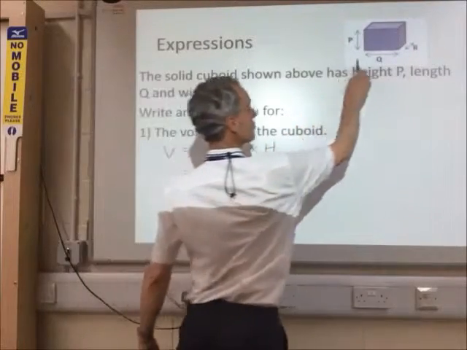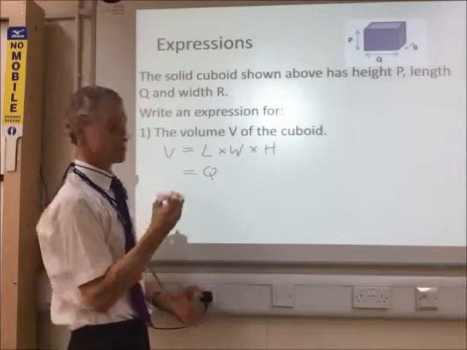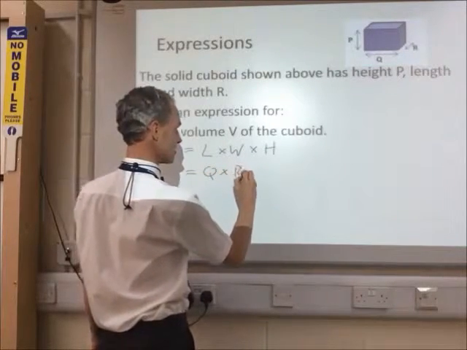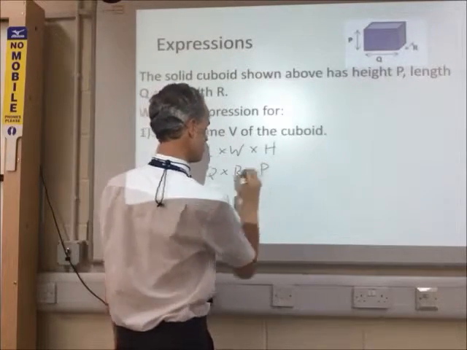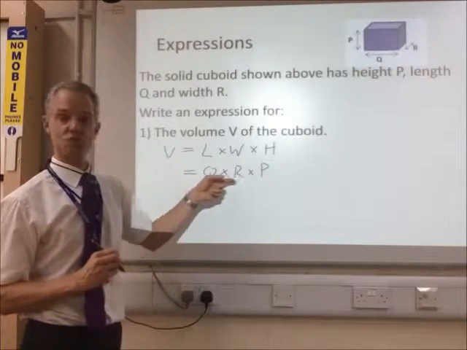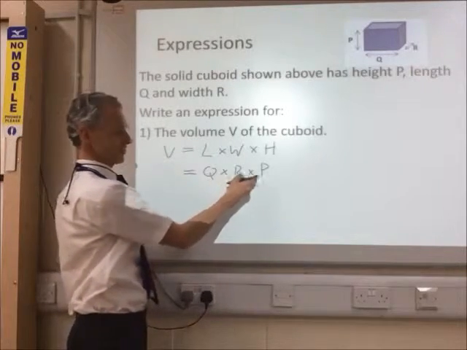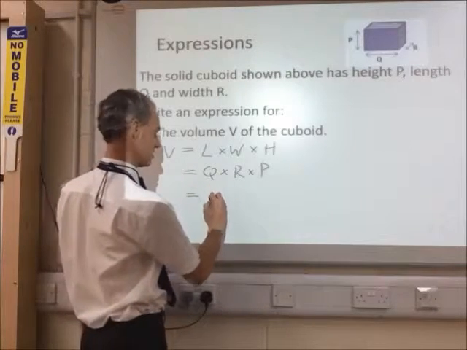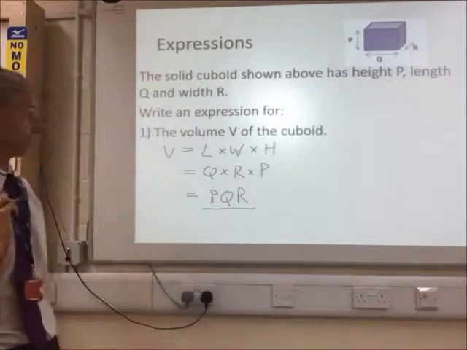So in this case, the length we can take as being q. Instead of length, I'm just going to write q. I don't know how big q is, but I'm just going to write q. The width is r. So that's how far back the cuboid goes, and the height is p. So I'm going to write it down as q times r times p. Of course, in algebra, we don't have to put the times signs in, so we don't get them confused with x's. And also, we don't have to, but it's convention to put the letters in alphabetical order. So I'm going to rewrite that as pqr. So that's my expression for the volume.